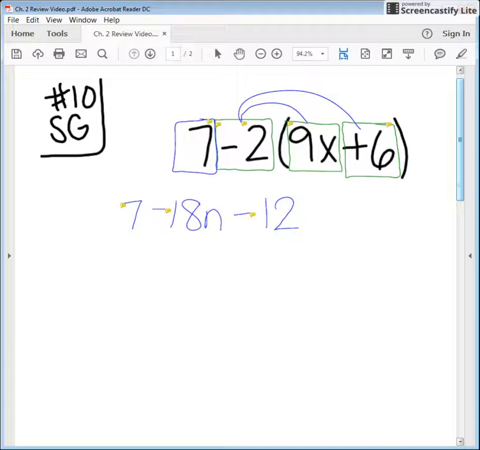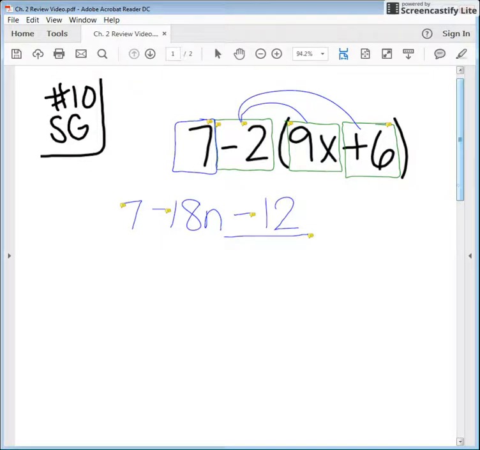If we double check now, if I would have looked at my first one and had 7 minus 2 times 9x, it is still that 18x, that stays the same. We need to remember that that 2 is negative because of this second portion. Otherwise, we will have the wrong sign in front of our 12.